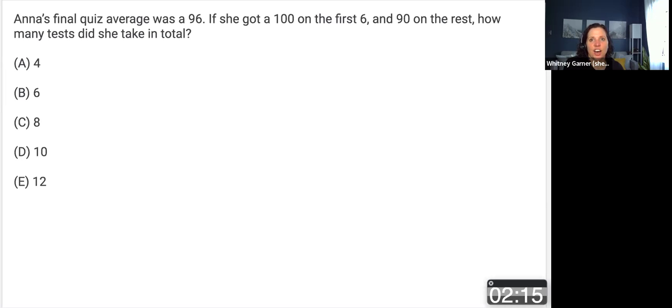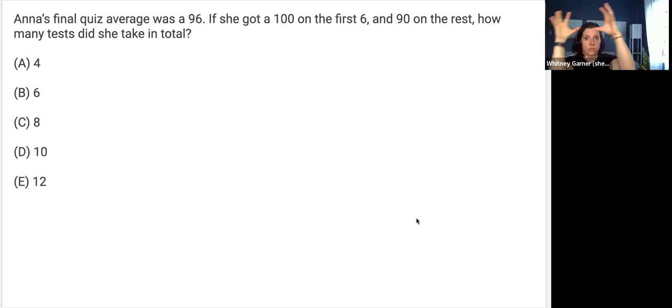All right, so let's take a look at this piece. We're still in the same format of weighted average. I've got a final quiz average, which feels like an overall, but then I'm subdivided into two groups. I've got the first six and then the rest.